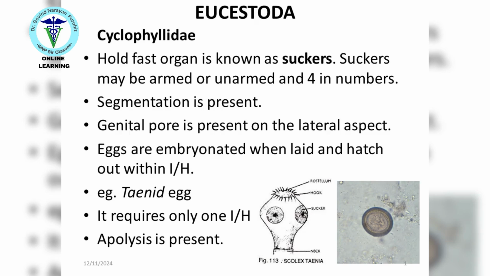Cyclophyllidea have a holdfast organ known as suckers, which can be armed or unarmed and are 4 in number. Segmentation is present, and the genital pore is on the lateral aspect. Eggs are embryonated when laid and hatch out within the intermediate host. An example is the Taenia egg, which requires only one intermediate host. Apolysis is present.